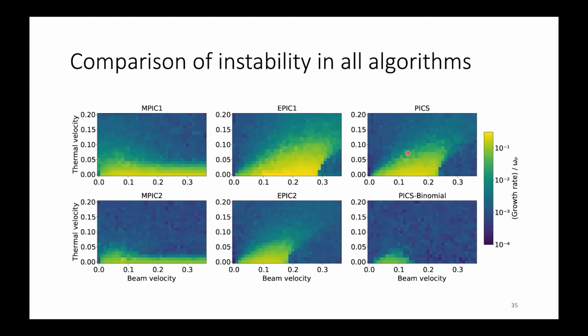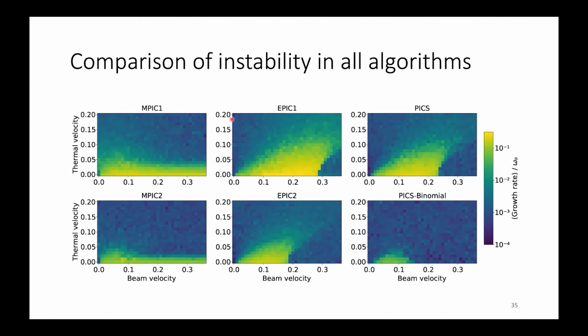So as I finish up here, I just want to put up a plot of all of the different algorithms so we can compare their instability behavior. You can see this momentum conserving algorithm has this behavior where it is unstable regardless of the beam velocity for small Debye length, whereas all of these energy conserving algorithms have this more shark fin type behavior where they maintain this stability when there's no beam velocity, regardless of the thermal velocity.